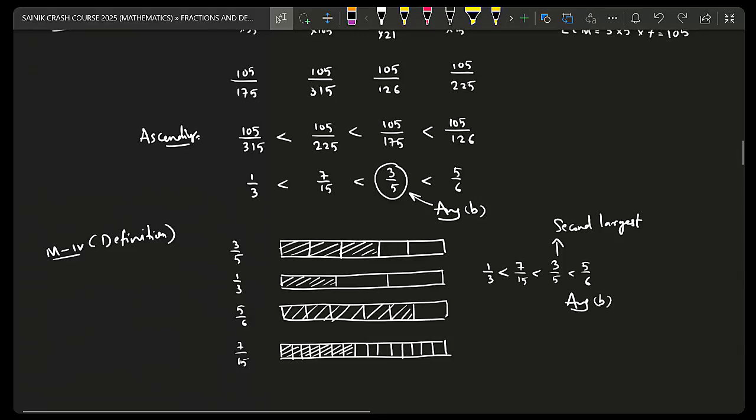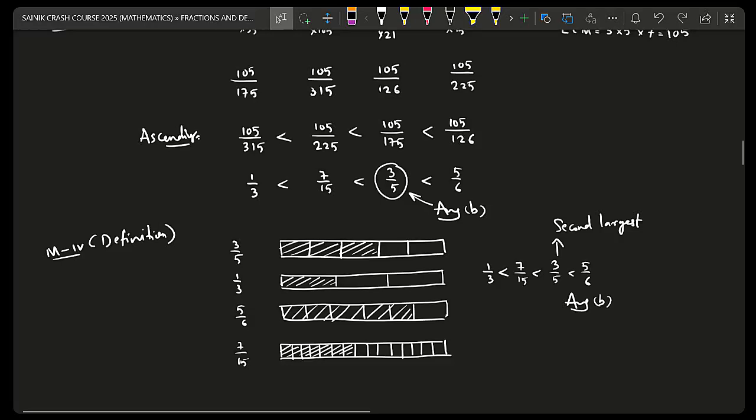Sir, method 5 also we can do. Which method? Cross multiplication. Cross multiplication we can do, but I am not using it here. Why? Because we have to search so many times between two numbers. We have to do comparison at a time. Can we do comparison of all the four numbers at a time? No, we cannot. That's why. Nishil, any doubt?